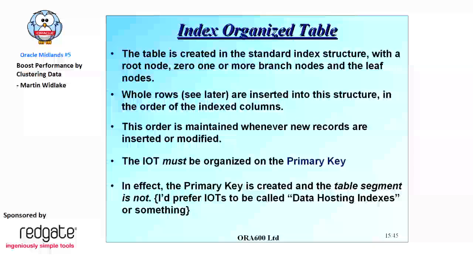So, what is an index organised table? The table is created in the standard index structure. Remember, that's the root node and 0, 1 or more branch nodes and then leaf nodes. And whole rows are inserted into the index structure. So the index is created and maintained as a normal B-tree index, but in effect Oracle sticks the rest of the row into the leaf block. Instead of the row ID and all that, it has the rest of the row, unless you do various things to have an overflow segment. The order is maintained whenever you insert any records. So it's all looked after for you, just like an index.